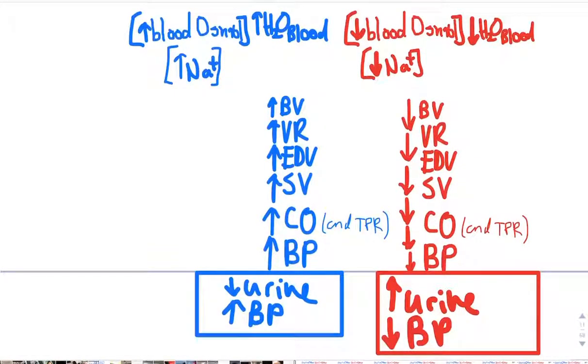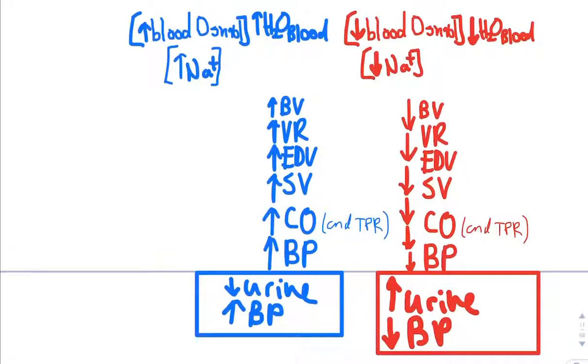So I want to make a video on some general pathways for blood volume and cardiac output, how they're all interconnected, and how increasing cardiac output is going to affect blood pressure, etc.